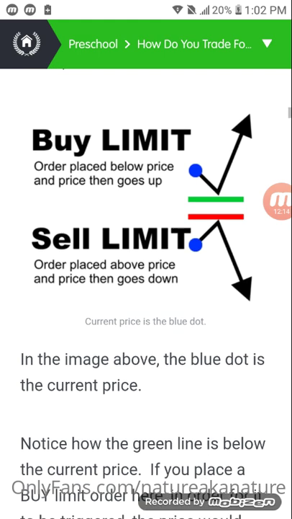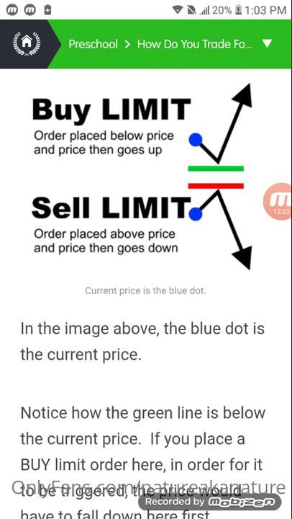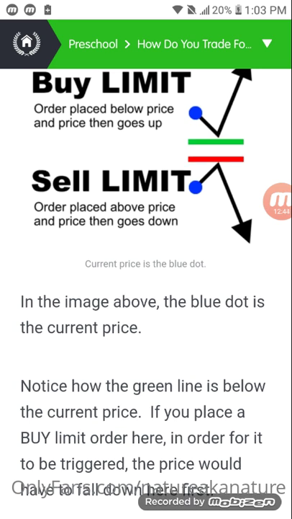And in this image above, the blue dot is the current price. Notice how the green line is below the current price. For a buy limit order to be valid, you have to put it below the current price. Notice how the green line is below the current price.